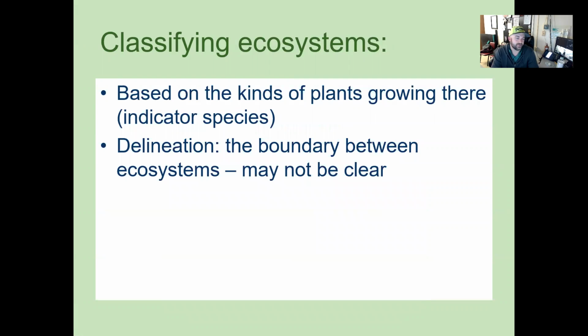Some environmental factors for classifying ecosystems: based on the kinds of plants growing there, you have an indicator species. Delineation, the boundary between ecosystems, may not always be clear. Some ecosystems may combine into each other while leading from one to the next.